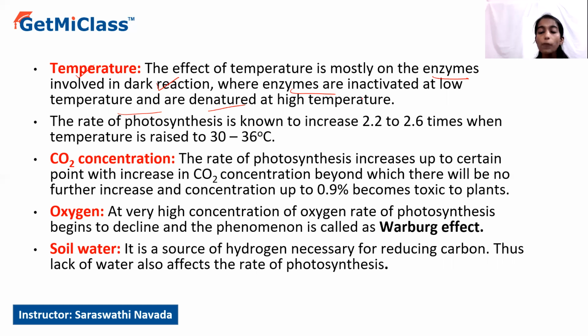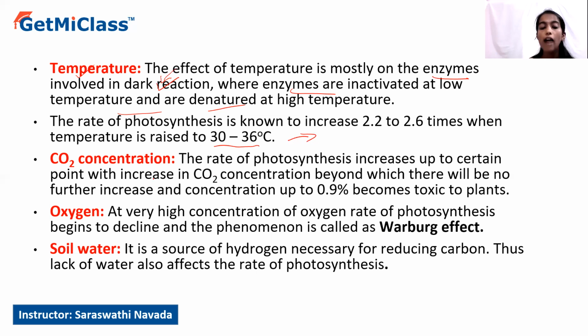So that is how the temperature affects the rate of photosynthesis. Mainly, it will have its impact on the dark reaction because it is an enzyme catalyzed reaction. The rate of photosynthesis is known to increase up to 2.2 to 2.6 times when the temperature is raised up to 30 to 36 degrees Celsius, and a further increase in the temperature results in a decrease in the rate of photosynthesis because denaturation of the enzymes takes place. So that is regarding the temperature.